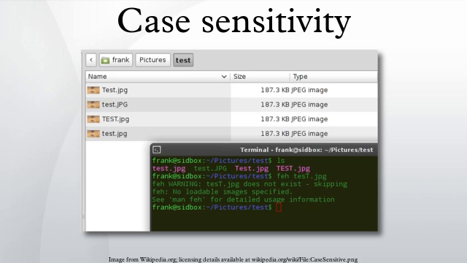Text sometimes exhibits case sensitivity. That is, words can differ in meaning based on differing use of uppercase and lowercase letters. Words with capital letters do not always have the same meaning when written with lowercase letters.